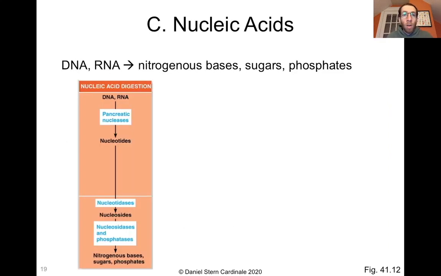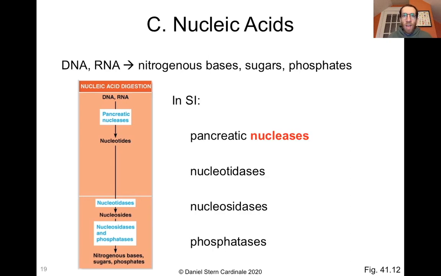Our third macromolecule is nucleic acids. So what we're doing here is taking our DNA and RNA and breaking that down into the component parts of the nucleotides. So we're not just going from a polymer to the monomers, we're actually breaking those monomers down even further. So we're generating nitrogenous bases, sugars, and phosphate groups. Nucleic acid digestion occurs entirely within the small intestine. The only enzyme name I want you to really know here is nucleases. Nucleases are the main enzymes that are breaking down nucleic acids.